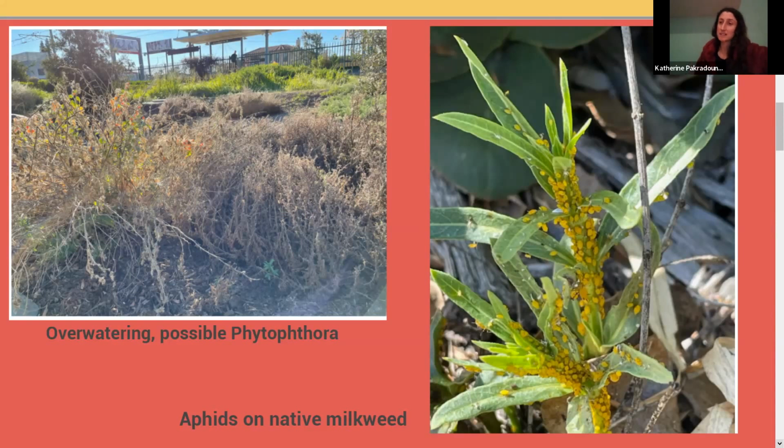And so many Phytophthora pathogens, that genus is pretty likely to be the suspect for something that is rotting the roots. It's not the only one, but it's probably highly likely. And on the right, we have aphids on native milkweed. And so we talked a little bit about aphids and how aphids are rarely, only in very few circumstances, do they cause real fatality.